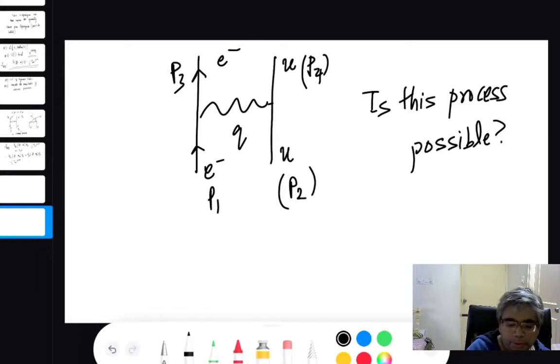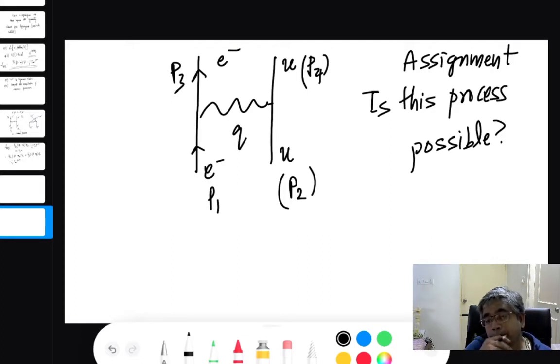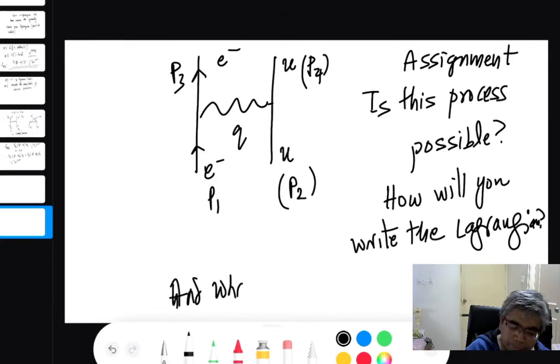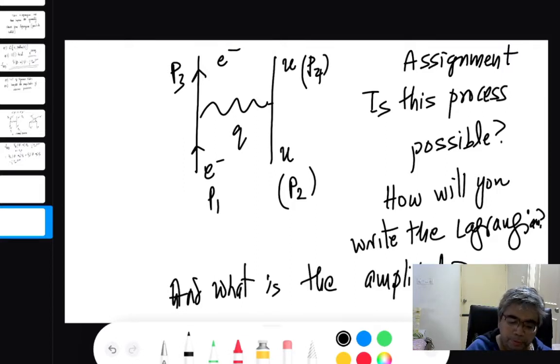Okay. This is also a part of the assignment, which you'll get. And then the second question is, how will you write the Lagrangian? Okay, how will you write the Lagrangian? And what is the amplitude of this process? So this will be an assignment question which you will get today actually.